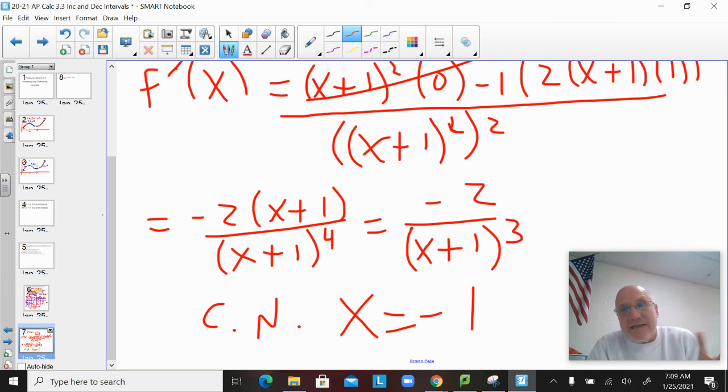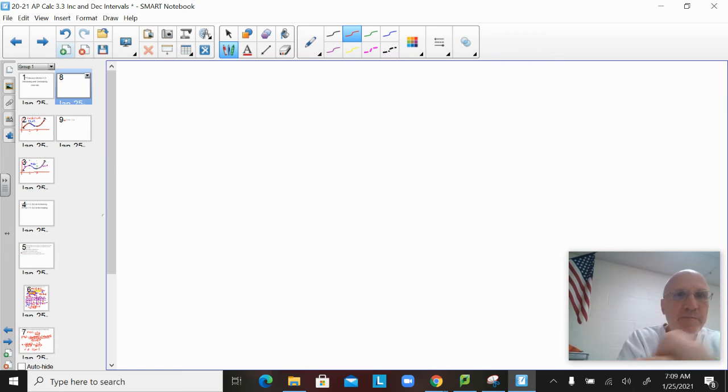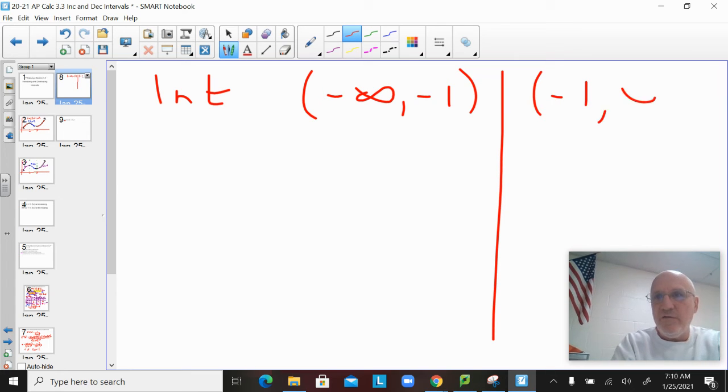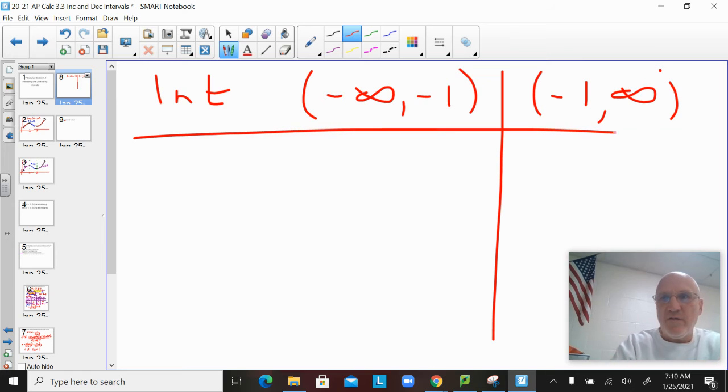Turns out, I think there's an asymptote at that. I'm looking at the graph, but surely the derivative is not defined there. So I only have one critical number, which means, again, the process says take the critical number and create intervals. Well, here's my interval. I only have one critical number. It was negative 1: negative infinity to negative 1, and then the other interval is negative 1 to infinity. There are my two intervals.